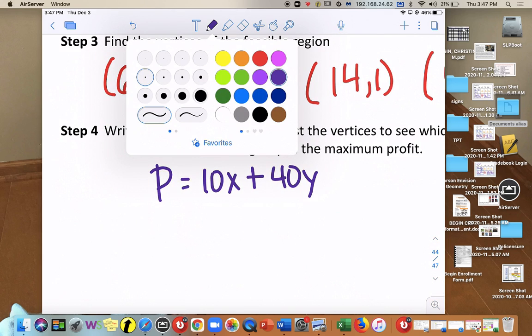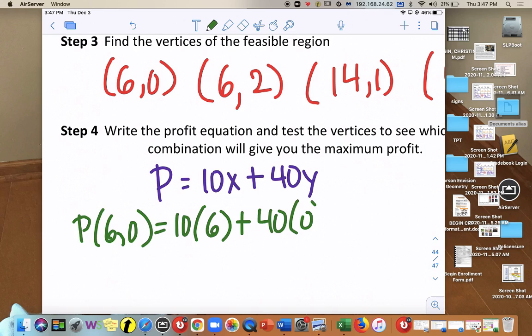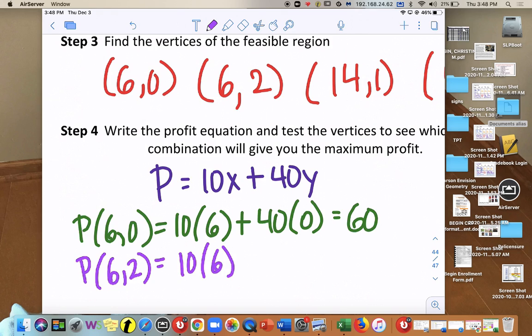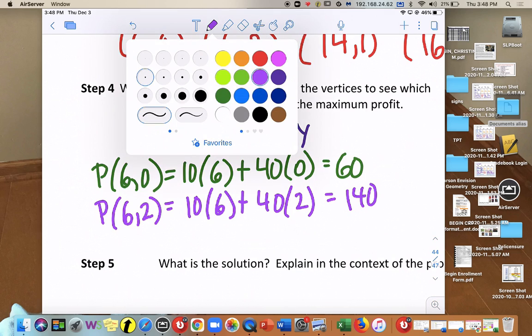Let's do this first one. The profit off 6, 0 equals 10 times 6 plus 40 times 0. 10 times 6 is 60, 40 times 0 is 0. So if we make 6 unglazed bird baths, it meets all our requirements, but we only get $60 profit. That's not very much. All right, let's do the next one. The profit off 6 unglazed, 2 glazed would be 10 times 6 plus 40 times 2. All right, so we got 60 plus 80, which is 140, so much more than if we just make 6 unglazed. Let's do the next one.